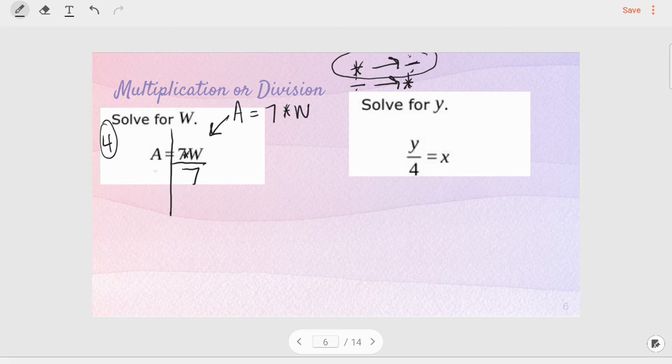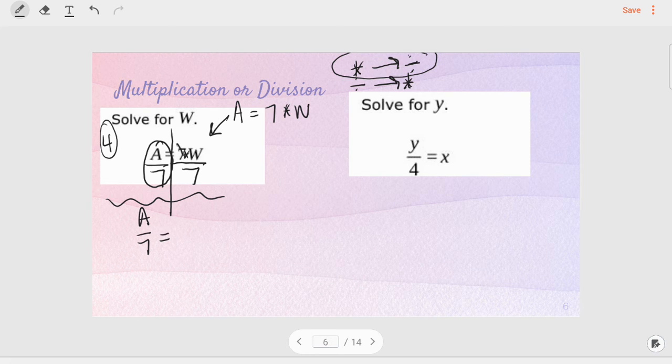I'm going to draw my bar, and if I do it on one side, I have to do it on the other. So underneath A, I'm going to put the fraction bar and divide by 7. What does that leave me with? Well, on the left-hand side, I am simply going to copy and paste it below. That can't be simplified, so I don't need to do anything other than copying and pasting.